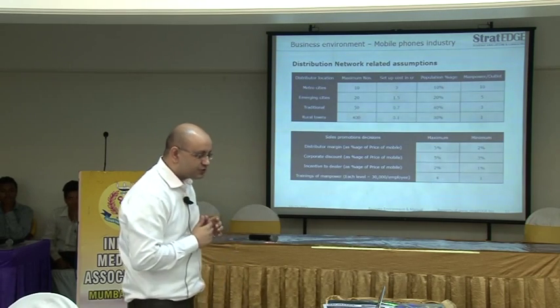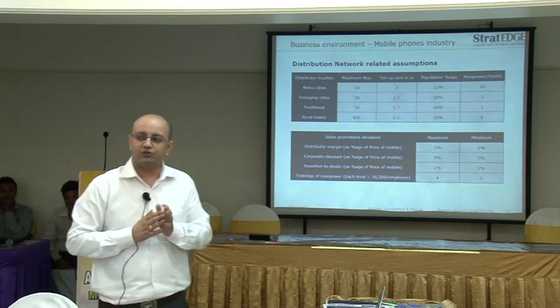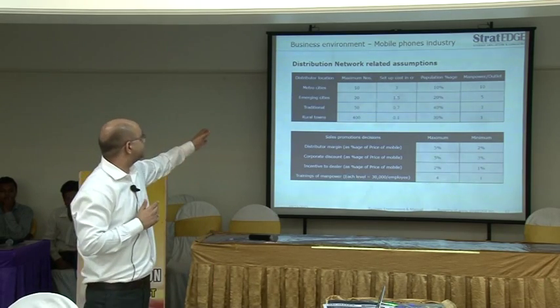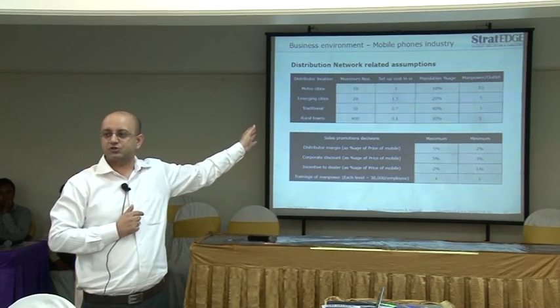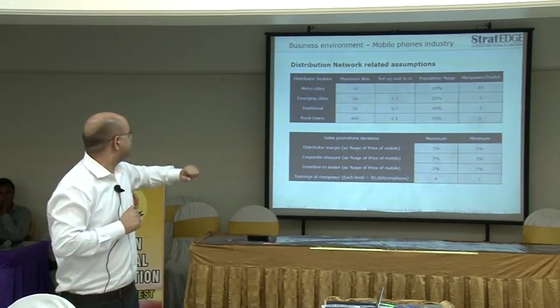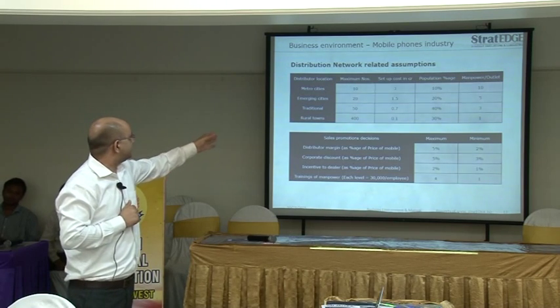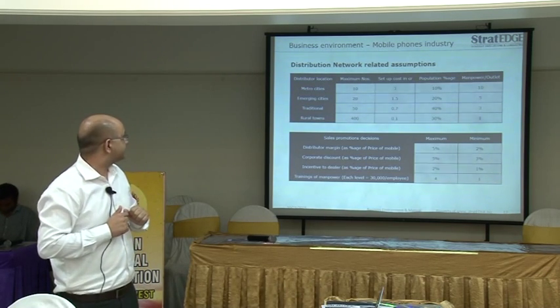Now in terms of distribution, there are decisions that you will be taking. Let's say in metro cities, you can open maximum 10 outlets. Each outlet is going to cost you 3 crore. So this is the rule of the game basically. If you open a traditional, it is going to cost you 70 lakh rupees.